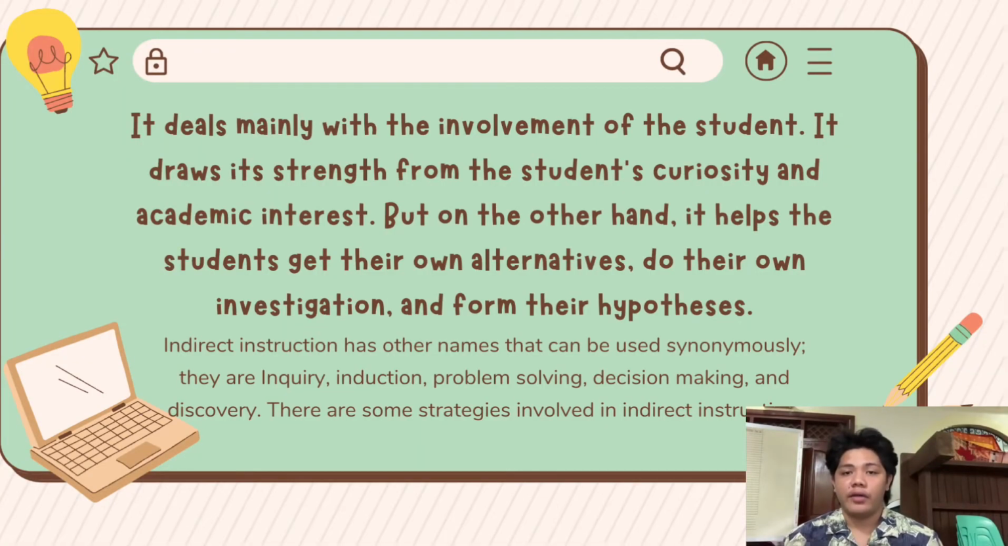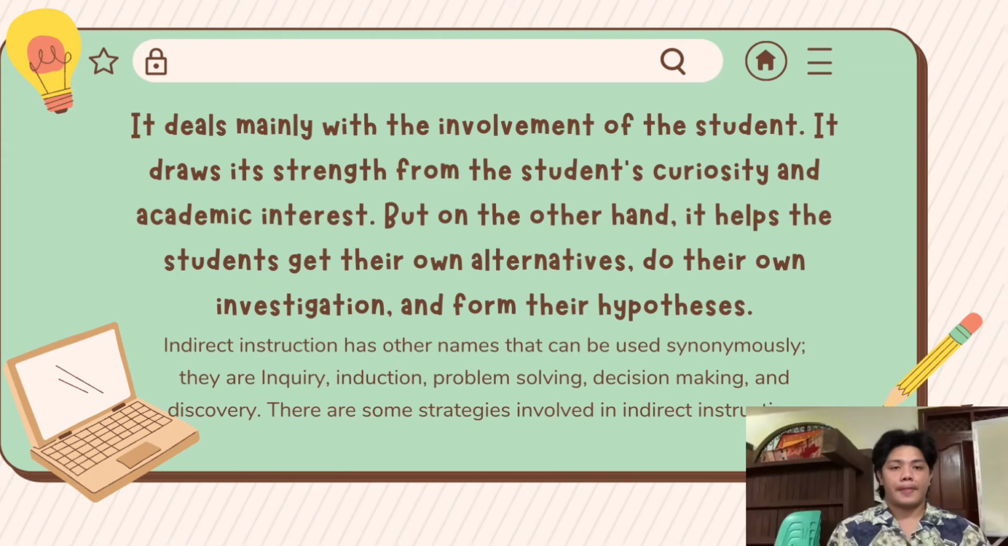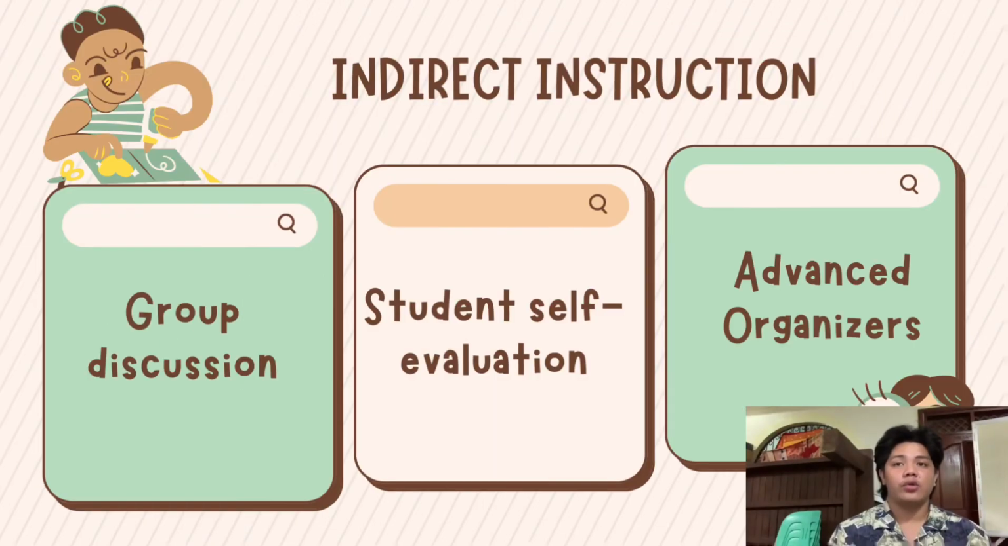So, indirect instruction is a student-centered approach to learning where students observe, investigate, and draw inferences from data. In this instructional model, professors take on the role of a facilitator or supporter as opposed to offering direct instruction. So, number one is the group discussion. It is a type of discussion that involves people sharing ideas or activities.